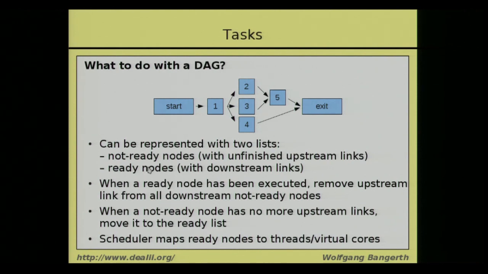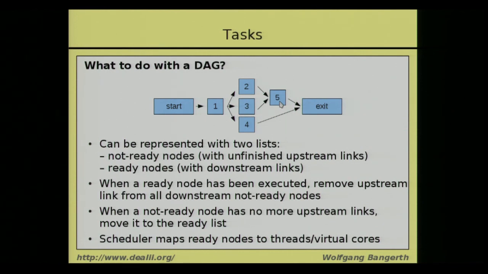When I'm done with 1, I'm going to delete 1 from the ready list, and I'm going to delete these 3 edges, and that means that 2, 3, and 4 that were previously in the non-ready list can be moved to the ready list. And similarly, when 2 and 3 are done, I remove them from the ready list, and that means I delete these edges, and 5 can move from the not ready list to the ready list, and so on and so forth.